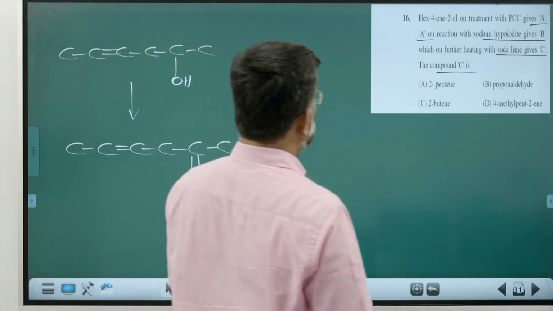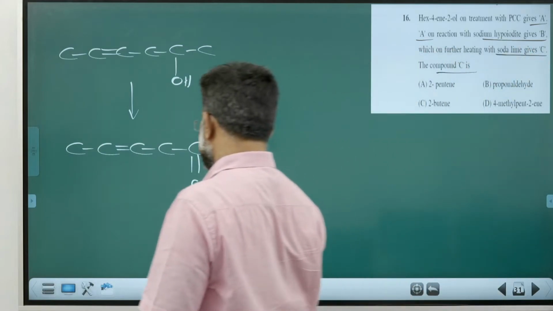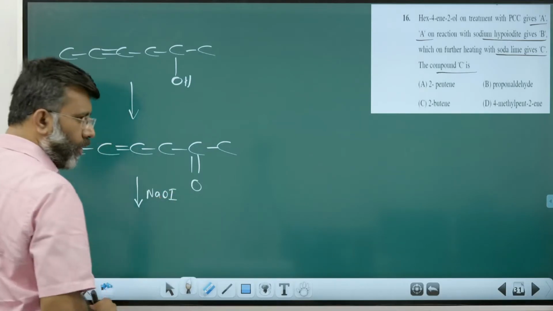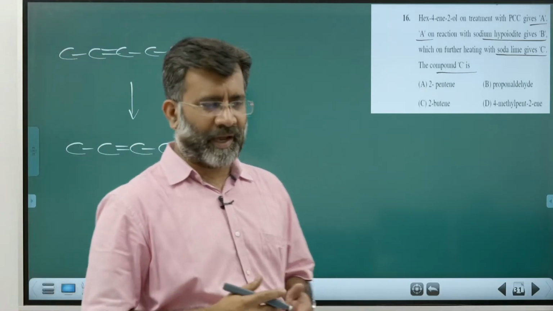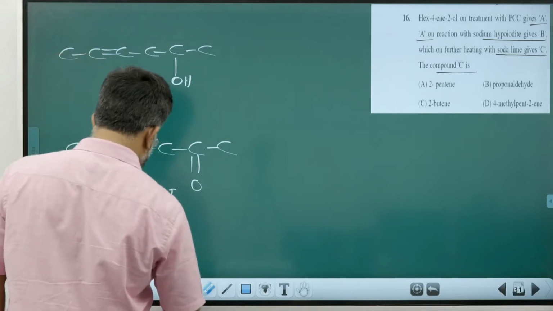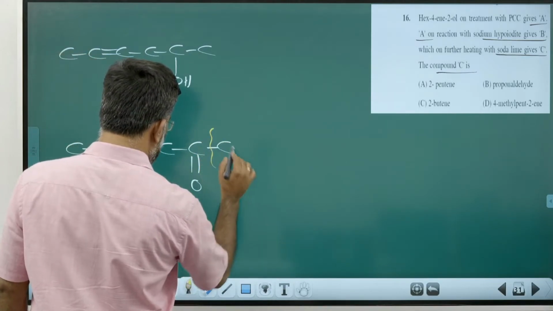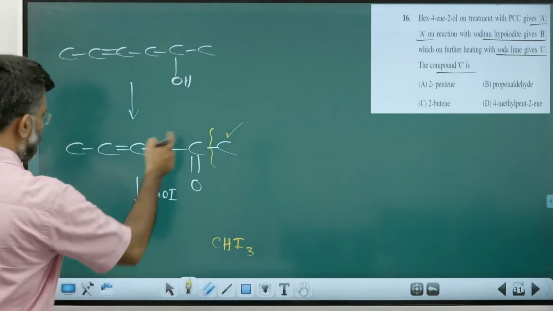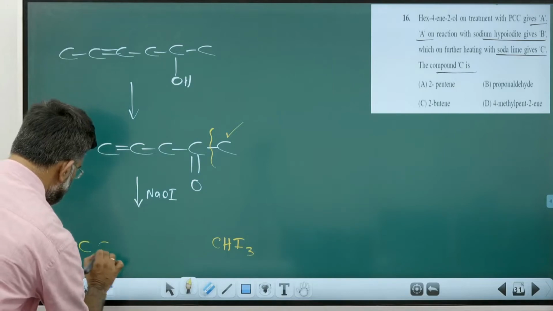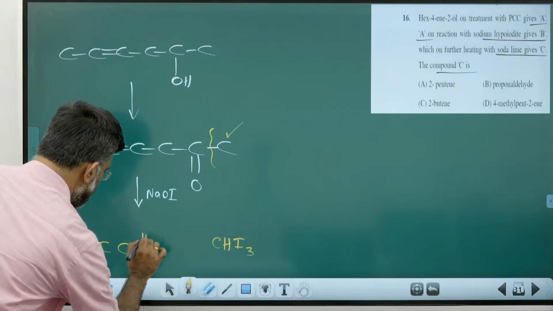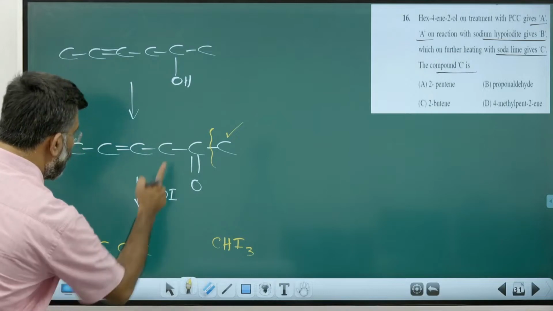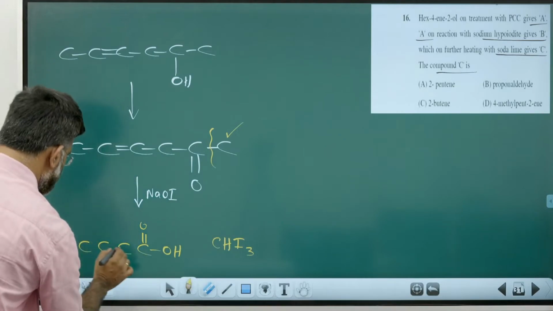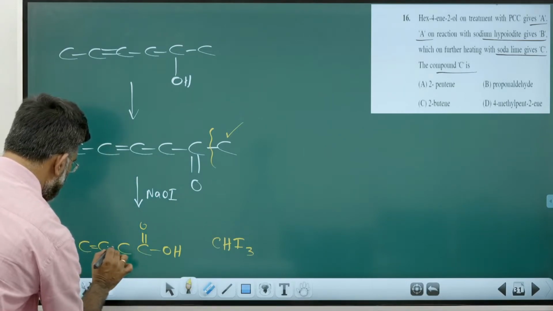Now this is treated with sodium hypoiodide. I think all of you know the reaction: the iodoform reaction. The result of the iodoform reaction is that it cleaves over here. This carbon is converted to CHI3 and the remaining part becomes a COOH compound with six carbons, with a double bond at the third carbon. This is the product.